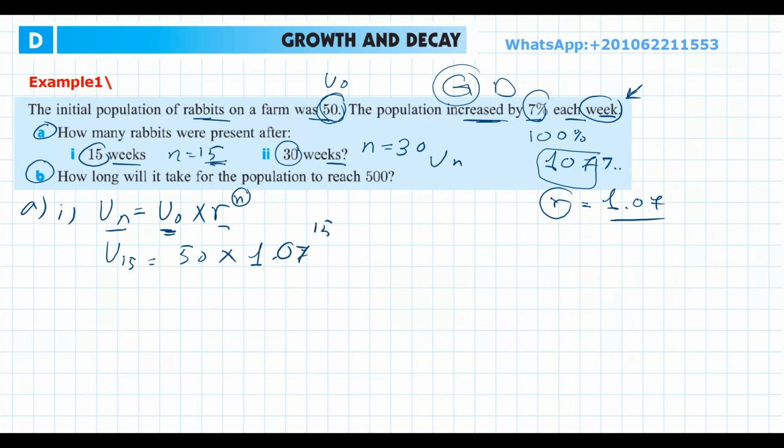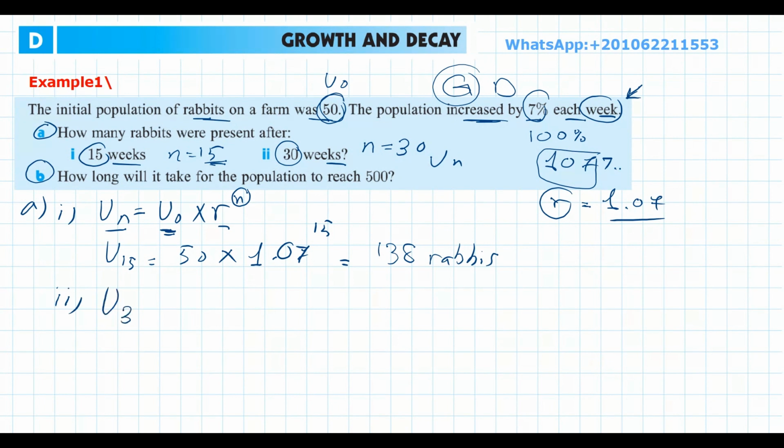Then you need to use your calculator to find the final result. Here you have 50, then times, do not forget the bracket, always put brackets, 1.07 to the power 15. You get 137.9, so after 15 weeks you're going to find approximately 138 rabbits. What about the second part, which is after 30 weeks?